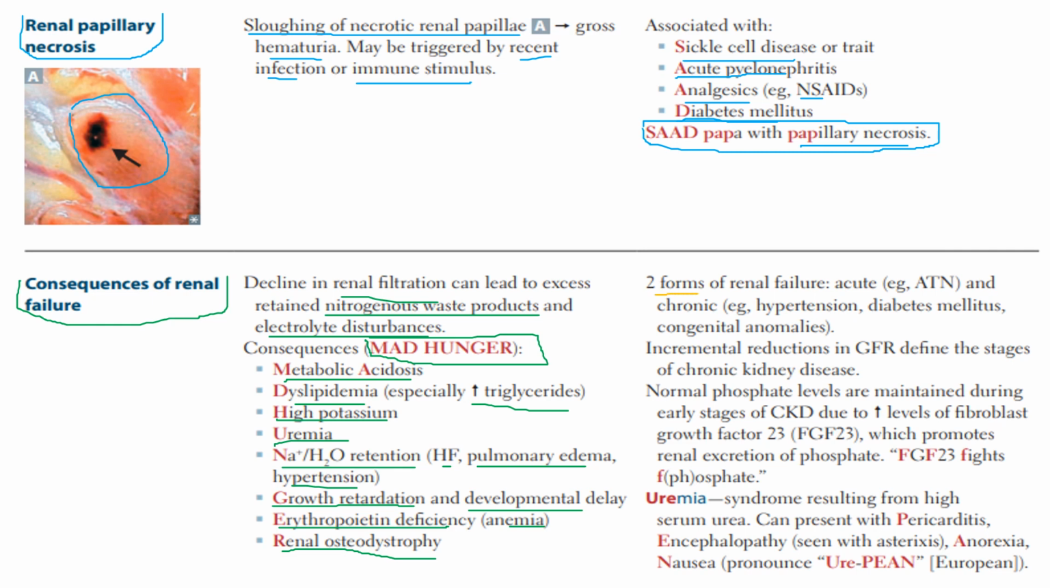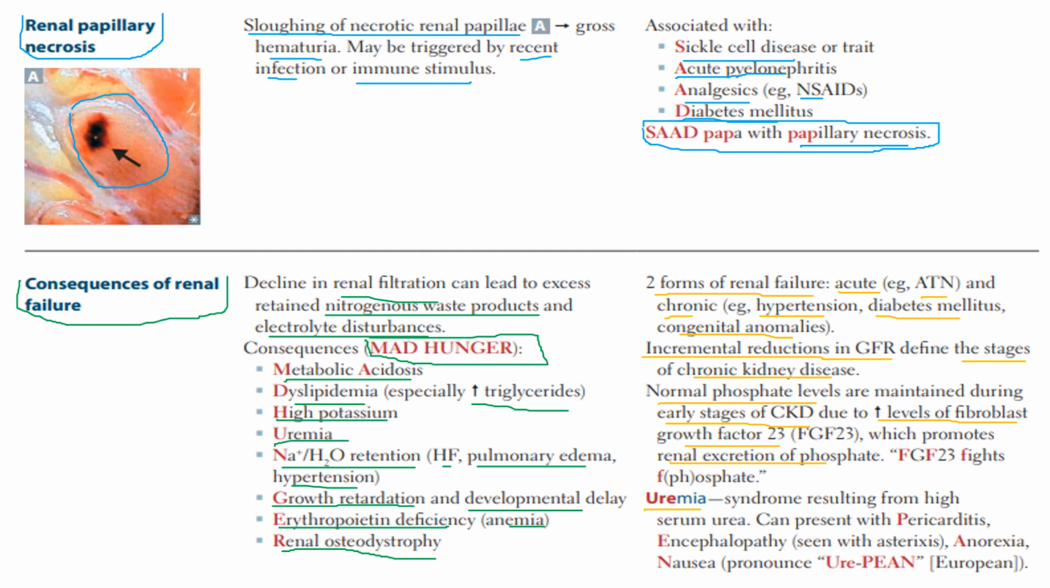There are two forms of renal failure, which include acute and chronic. For acute, it's acute tubular necrosis, and for chronic, it's hypertension, diabetes mellitus, congenital anomalies. Incremental reduction in the GFR defines the stages of chronic kidney disease. Normal phosphate levels are maintained during early CKD due to increased levels of fibroblast growth factor 23, which promotes renal excretion of phosphate.